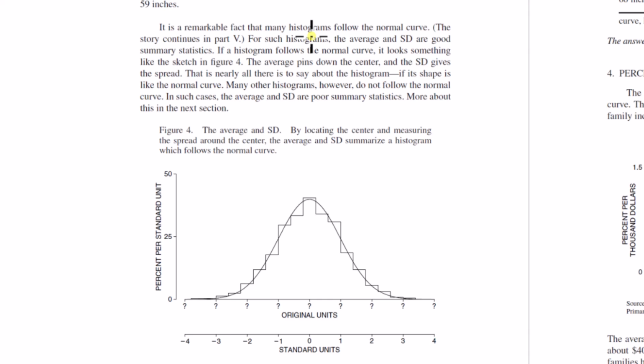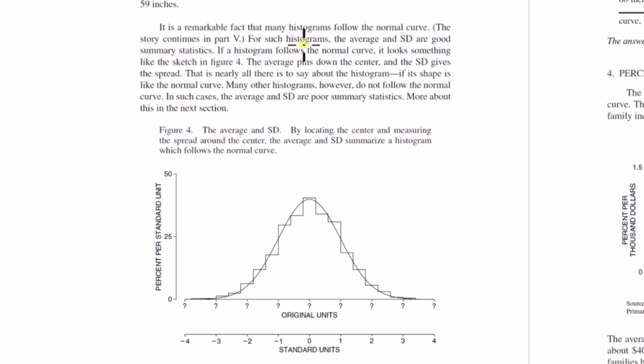Underlying a histogram is a list of numbers, a list of heights, a list of weights, a list of blood pressures, a list of test scores. It's one list of numbers. So think about it that way as well. When they say histograms, it's a remarkable fact that many lists of experimental data, where each category is its own list of numbers, follow the normal curve, or they're normally distributed.